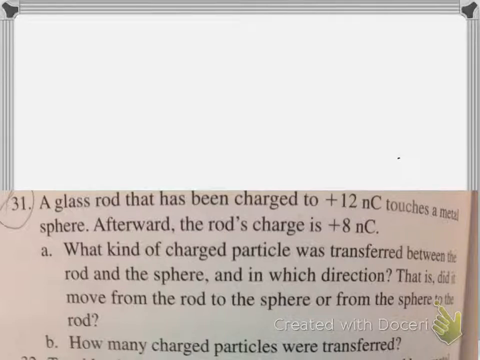Why? Because glass is an insulator. Okay, there you go. Because the glass was an insulator, right? So it can't dump all of its charge.